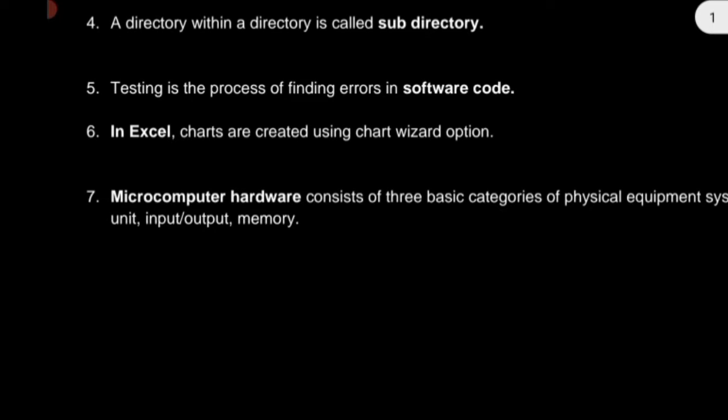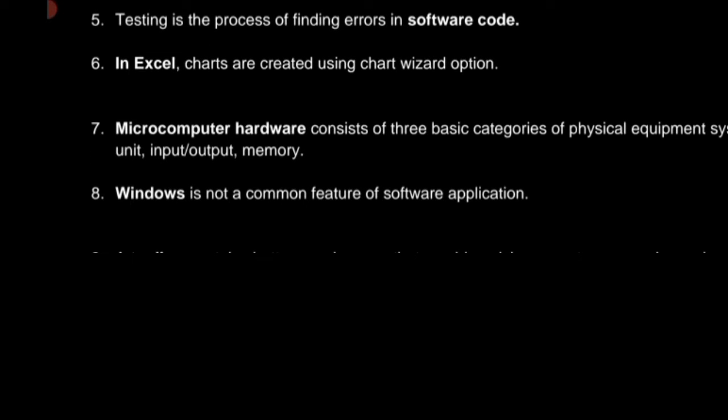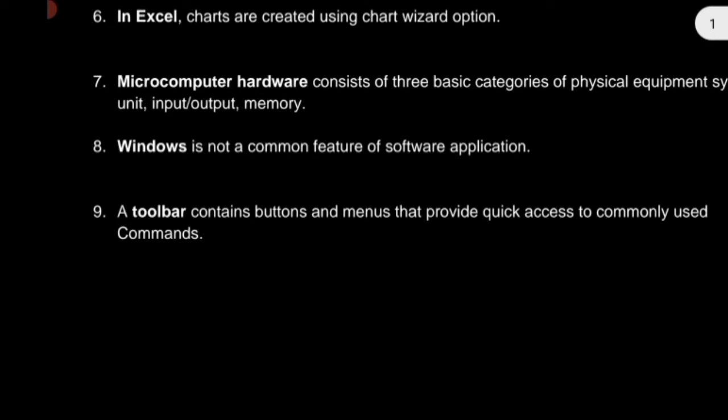Fourth point is a directory within a directory is called a subdirectory. Point number 5 is testing is the process of finding errors in software code. Point number 6 is in Excel, charts are created using the chart wizard option.